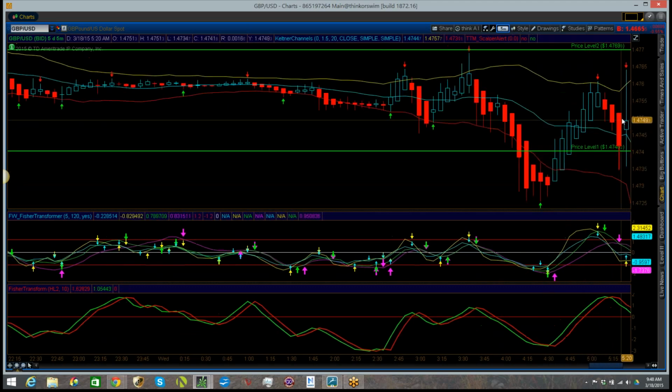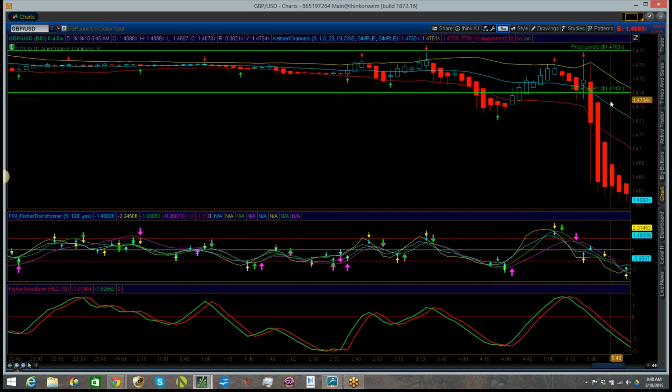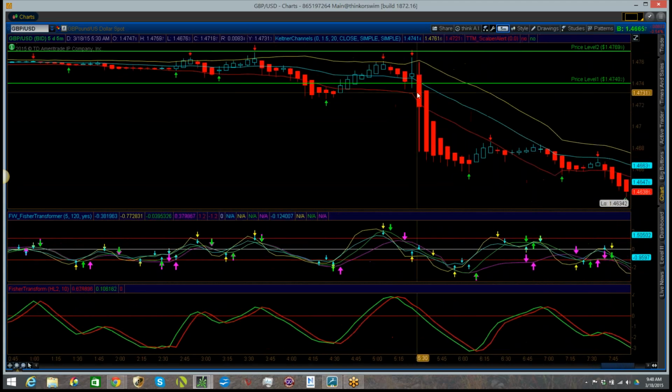And then it wasn't until it has this huge rejection of higher prices, it doesn't go up, this is a good sign of a reversal. Then it shows its true colors, and it just drops. It just drops below the Keltner.